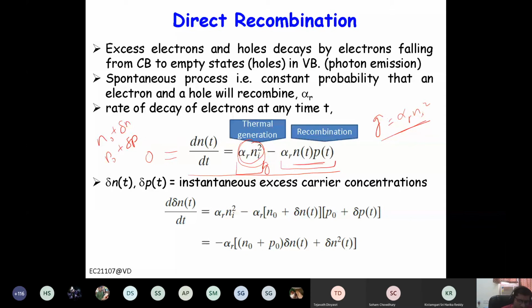For the general case, you can write dn by dt as d by dt of n naught plus delta n. Now n naught is constant, so dn by dt is d by dt of delta n, which is alpha r times ni square minus alpha r times n naught plus delta n, p naught plus delta p. You can simplify this as minus alpha r times n naught plus p naught delta n plus delta n square. Again we are writing delta n because we are assuming photon based generation, so delta n and delta p are equal.